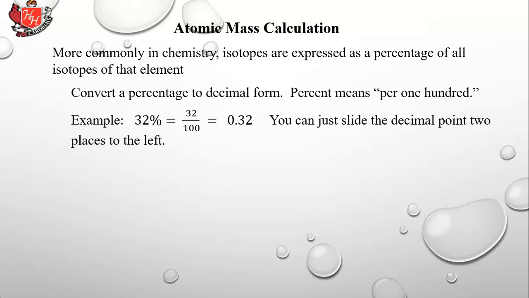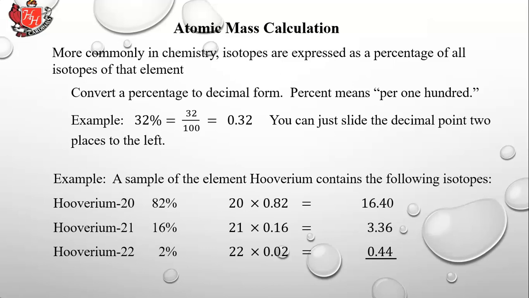Okay, so let's take an example here of calculating the atomic mass. A sample of the element huvarium contains the following isotopes. Huvarium 20 is 82%. Huvarium 21 is 16%, and Huvarium 22 is 2%. If you add those percents up, it comes out to be 100%. So that means you have all of the isotopes of Huvarium that exist.